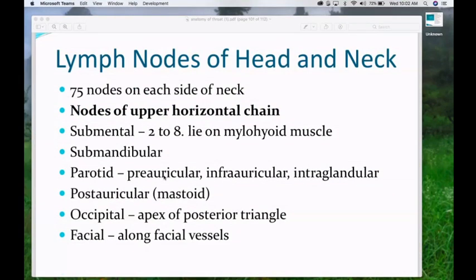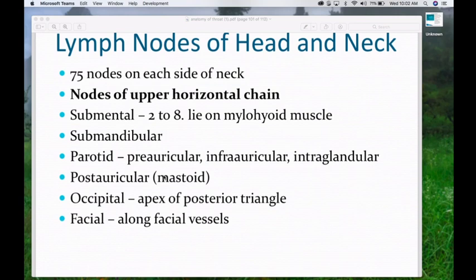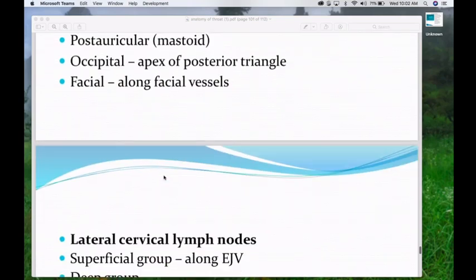Lymph nodes of the neck. There are 75 nodes on each side of the neck, and these are submental, submandibular, parotid. Parotid nodes are preauricular, infraauricular and intraglandular, then postauricular, occipital and facial. This total is 75 nodes on each side of the neck.